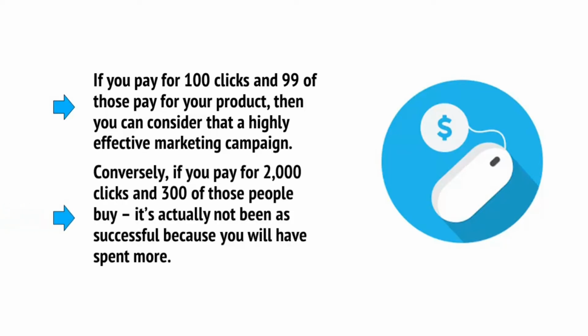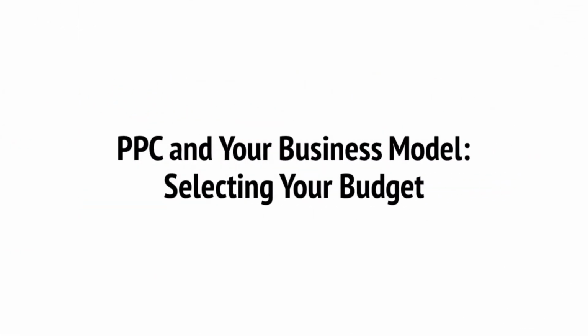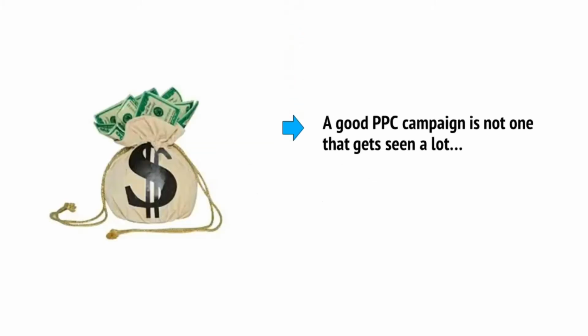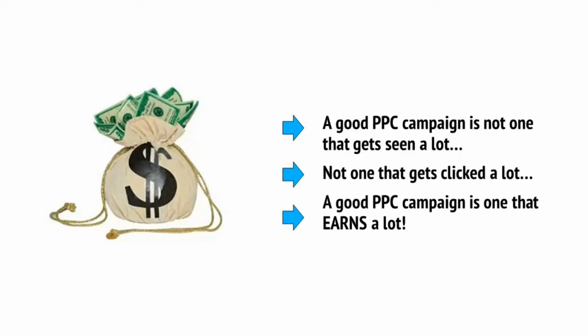Conversely, if you pay for 2,000 clicks and only 300 of those people buy, it's actually not been as successful because you will have spent more. What this essentially tells us is that the bottom line is by far the best way to gauge your success. A good PPC campaign is not one that gets seen a lot, nor one that gets clicked a lot. A good PPC campaign is one that earns a lot. This means it's impossible to separate your PPC strategy from your general business model, and it makes it very important to think about your budget, your costs, and your profit margins whenever you set up a campaign.